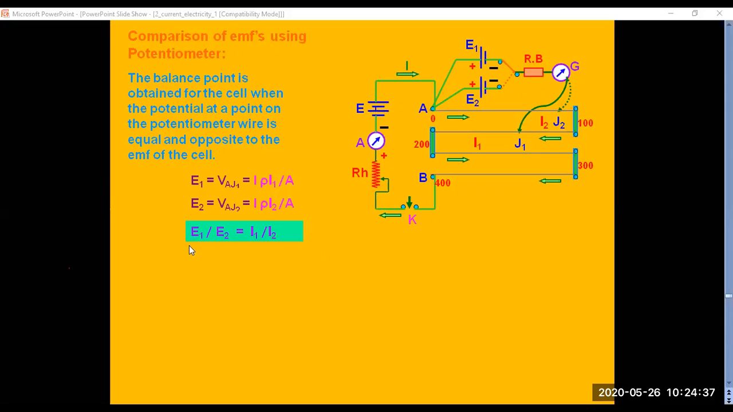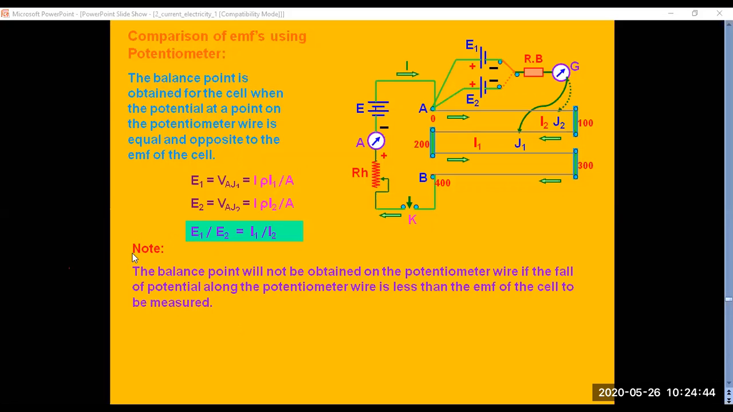This is from the formula. The potential is equal to the balancing length in this condition. So that is the potentiometer. The balance point will not be obtained on the potentiometer wire if the fall of potential of the potentiometer wire is less than the EMF of the cell.